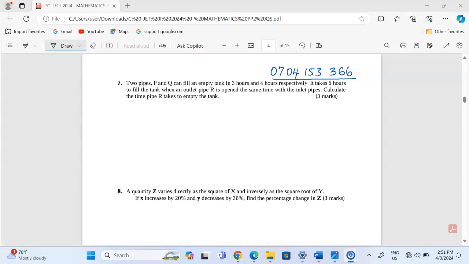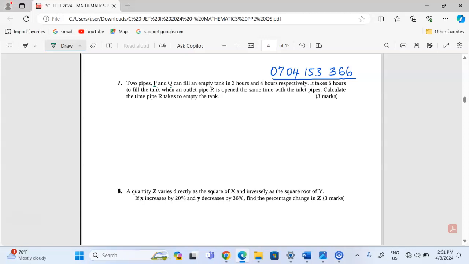We're going to discuss rates of work and proportions. Two pipes, P and Q, can fill an empty tank in 3 hours and 4 hours respectively. It takes 5 hours to fill the tank when an outlet pipe R is opened at the same time with the inlet pipes. Calculate the time pipe R takes to empty the tank.